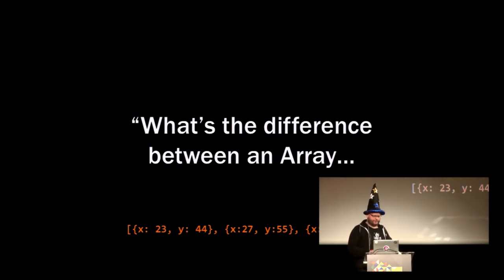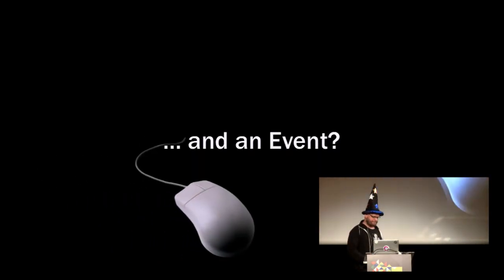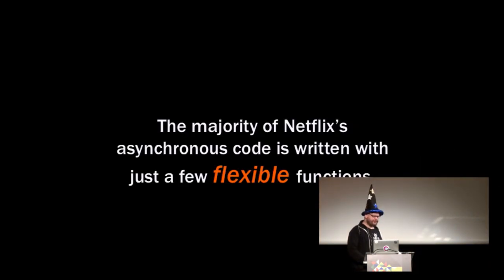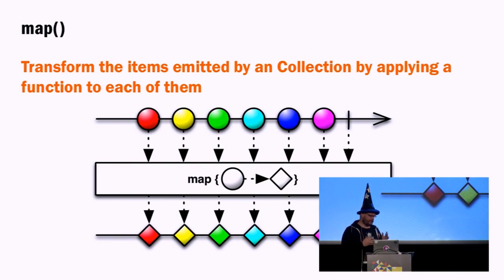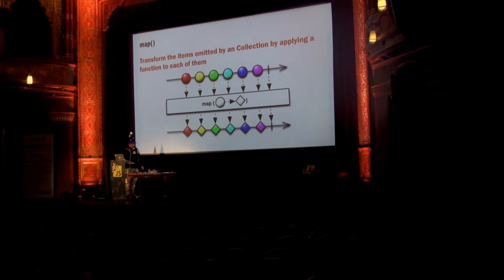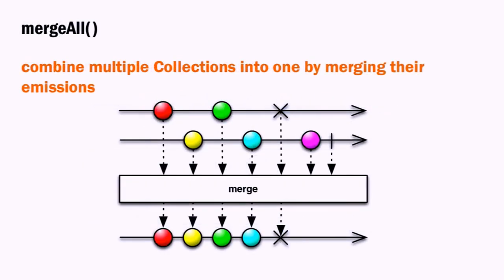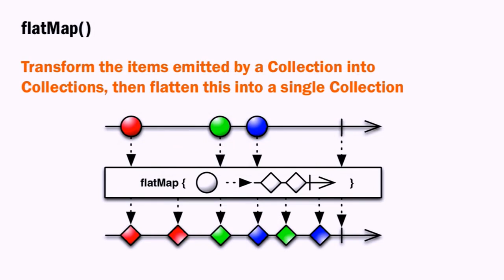So let me ask you a question then. What's the difference between an array and an event? They're both collections, and that's really the key part here. What we can do is write the majority of Netflix's code with just a few flexible functions. As Andre talked about before, map is the idea of transforming each individual item, filter filters items emitted by a collection, merge merges them all into a single one, and then flat map is basically map and merge all into a single collection.